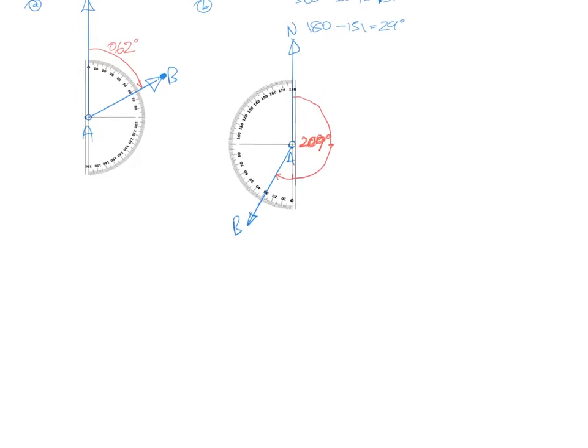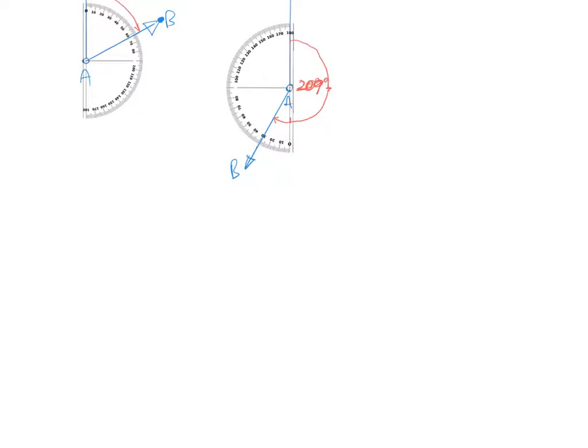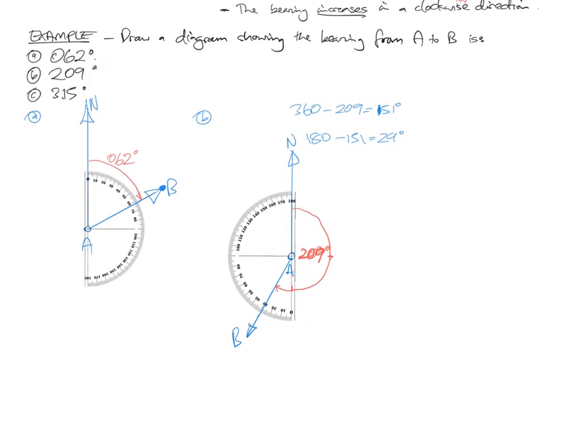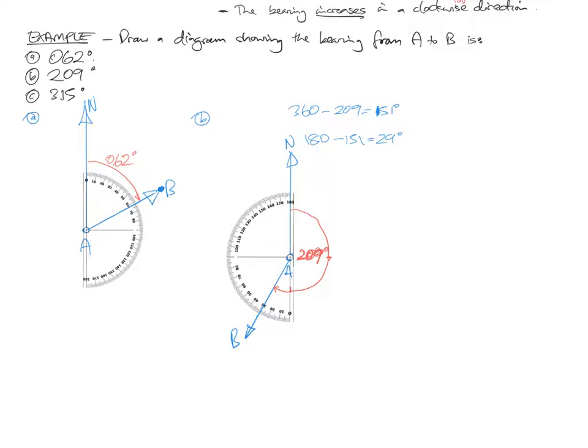315 degrees. I think I could do it on the side here. C, 315 degrees. Let's put A to the right hand side. A is here. Indicate true north, which is 0, 0, 0 degrees. Now let's do some quick maths to work out how we're going to get 315 degrees when my tool only goes up to 180 degrees.